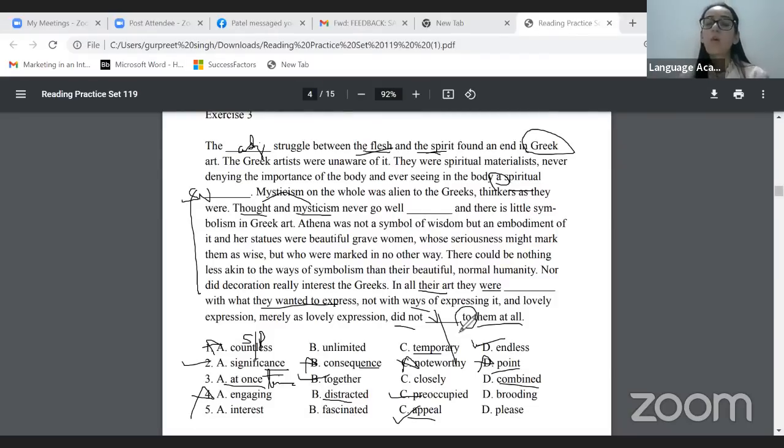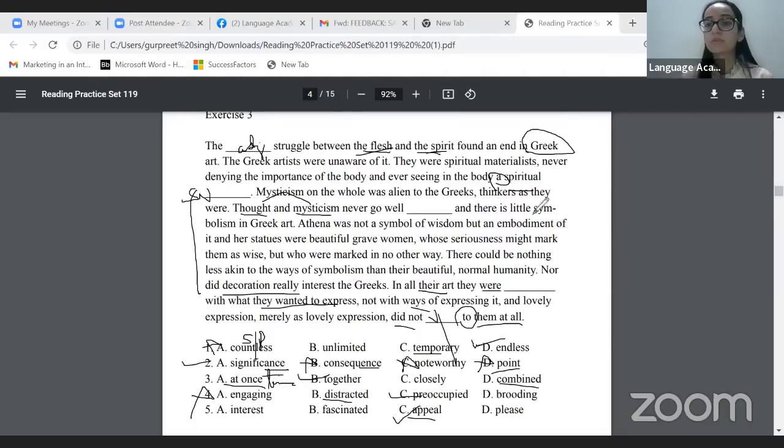The fourth one, in all their art, they were preoccupied. Preoccupied means the only thing that they had in their mind was, this is what I want to show. They were not interested in how to show it, but they were more interested in what they wanted to express. So they were preoccupied with this thought. And lovely expressions, like they said here, that decoration did not interest them. So lovely expressions means beauty did not appeal to them, because please and interest cannot come with to.